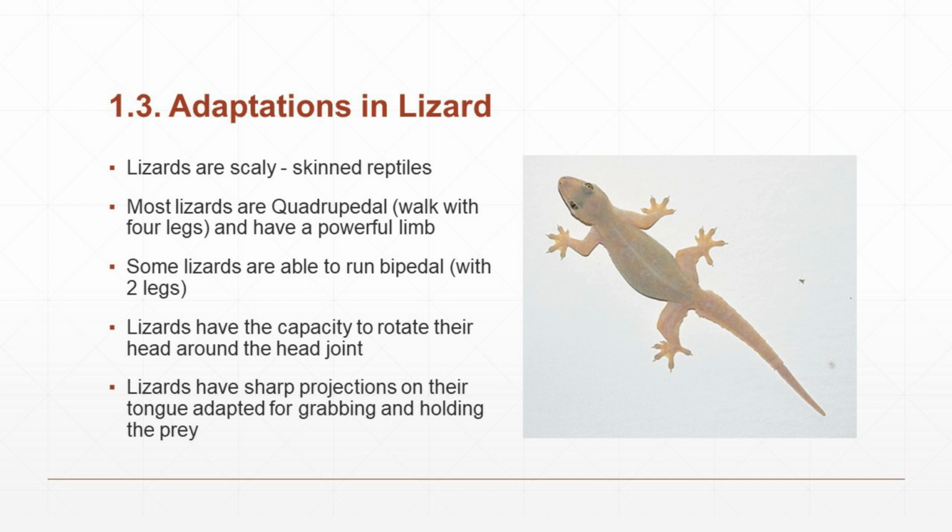Once again, I will tell all the points. First, lizards are scaly skinned reptiles. They inhabit warm regions. Lizards walk with the help of four legs. Some lizards are able to run bipedal. They can rotate the head around the head joint. Lizards have sharp pointed projections on the tongue adapted for grabbing and holding the prey. Some lizards have webs in the toes and some can glide in the air and make safe landings. That's all about lizard.